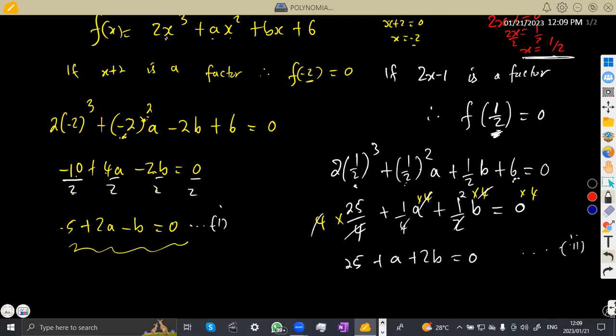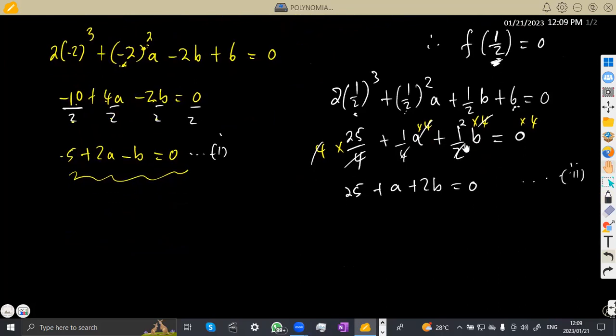Just like what we did in the previous part, when you've got simultaneous equations, you can use substitution or elimination. I do not know which method is best for you guys.